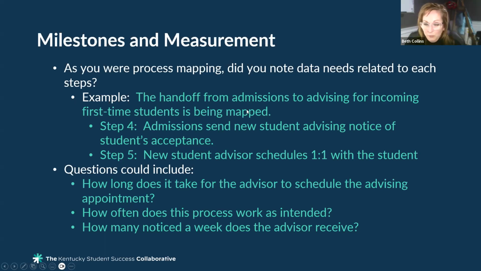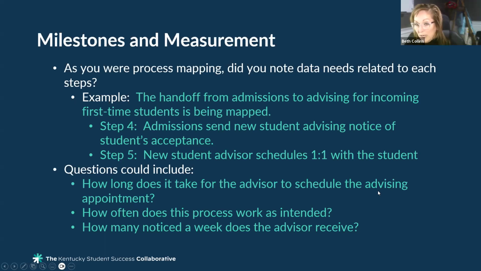Steps along the pathway, remember, as you process map, each step has its own little post-it note. And we know that admissions is going to connect that student to an advisor via a notification that they've been accepted. And then how much time passed, in other words, from when the student knew they were accepted to when they actually sit down with an advisor to get a schedule? Some of those questions you can ask yourself. Again, how long did it take?